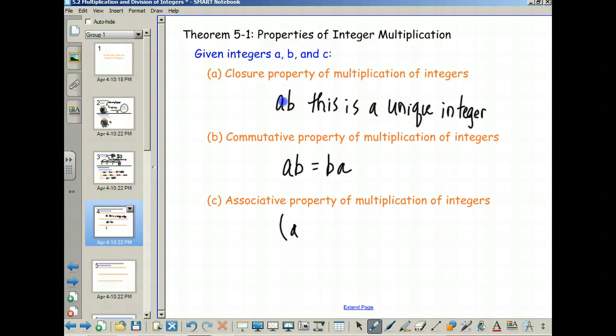Associative property says that the groupings don't change the value. So if I group A and B together, then multiply, it's the same as grouping B and C together and then multiplying by the A.